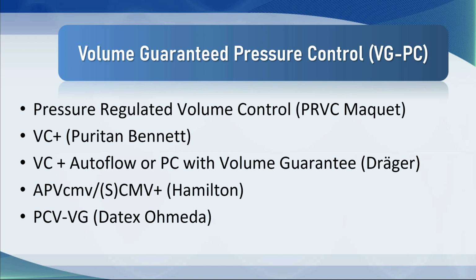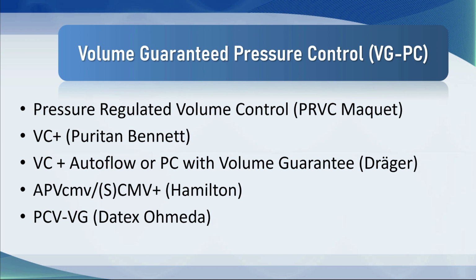In the servo ventilators that are now made by Maquet, this is known as PRVC, or pressure regulated volume control. In the Puritan Bennett ventilators, it's known as VC+. In Draeger ventilators, confusingly, they have two versions of this: volume control plus autoflow, or pressure control with volume guarantee. In Hamilton ventilators, they have also got two modes: APV-CMV, which means adaptive pressure ventilation with controlled mandatory ventilation, and SCMV, synchronized controlled mandatory ventilation. And that is quite a mouthful.